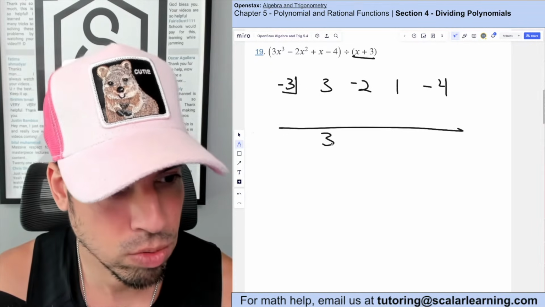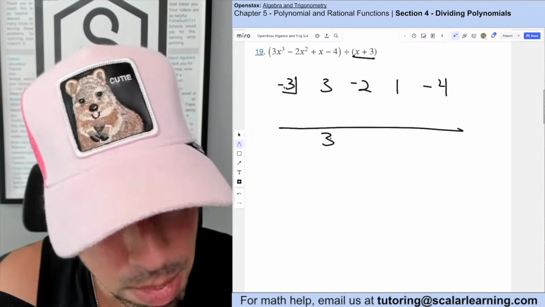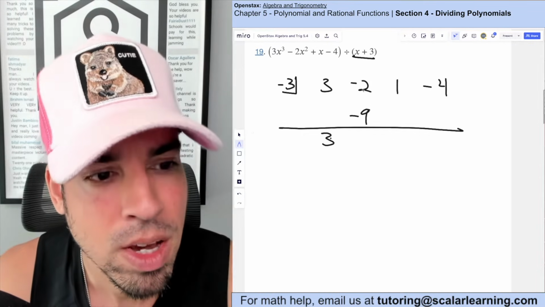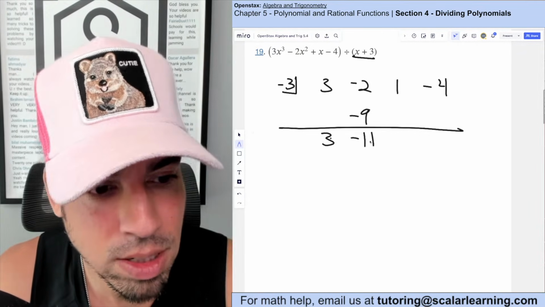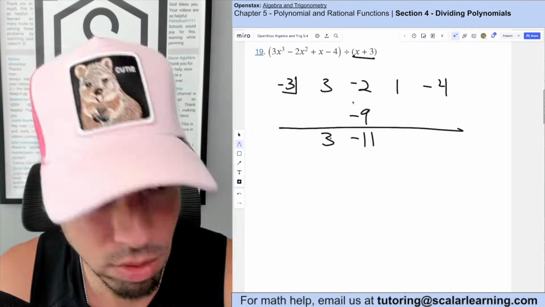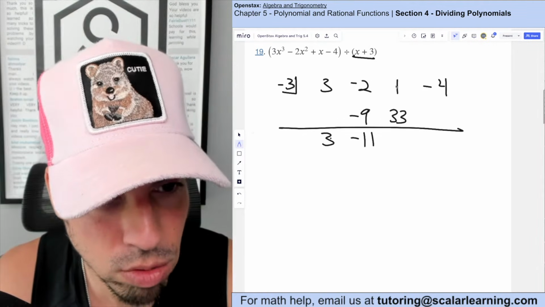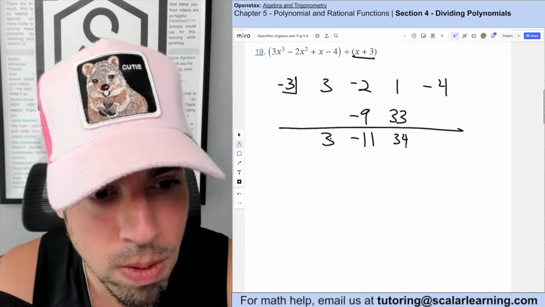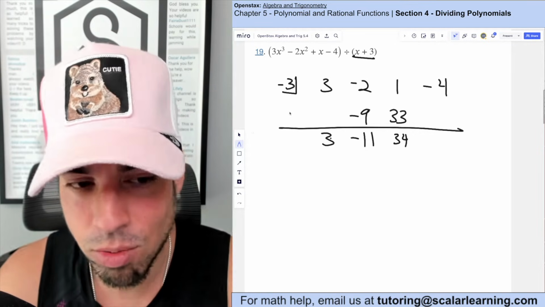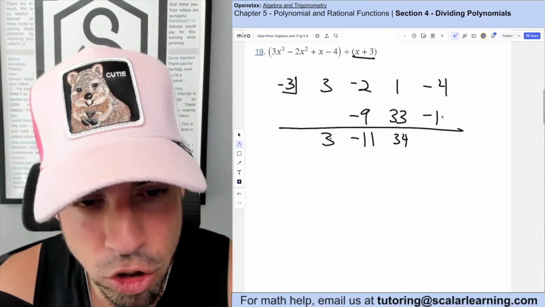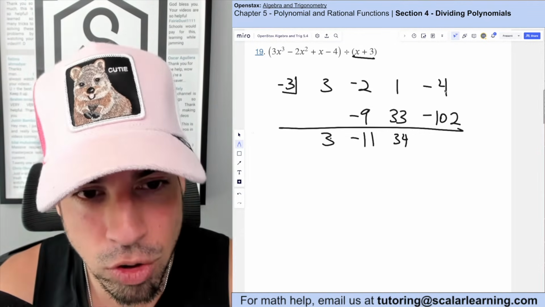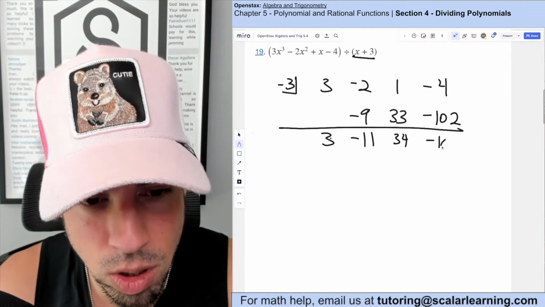First, we drop the 3, then we multiply it times what's in the box. 3 times negative 3 is negative 9. Negative 2 plus negative 9 is negative 11. Take that, multiply against negative 3. We get positive 33. Add these together, we get 34. Multiply 34 times negative 3. That's negative 102. Negative 102 plus negative 4 is negative 106.